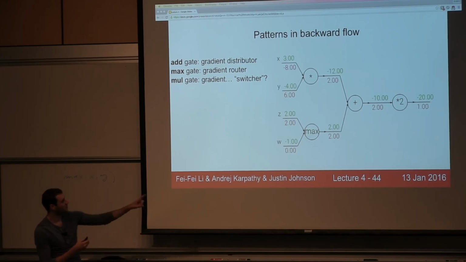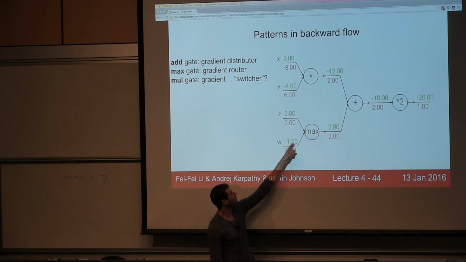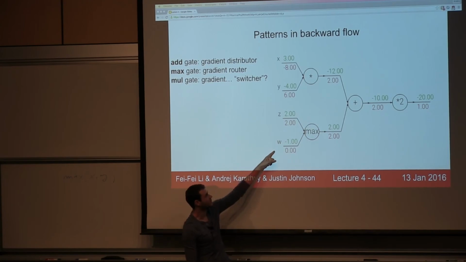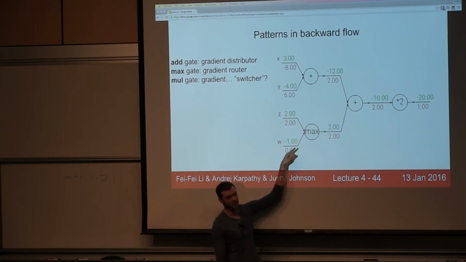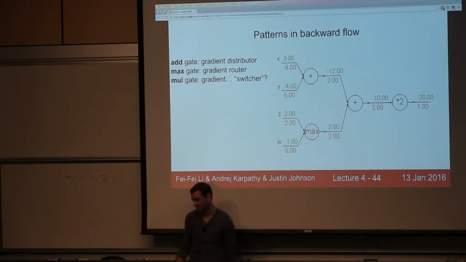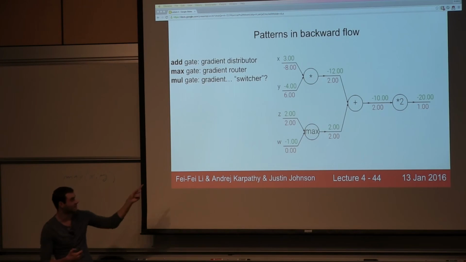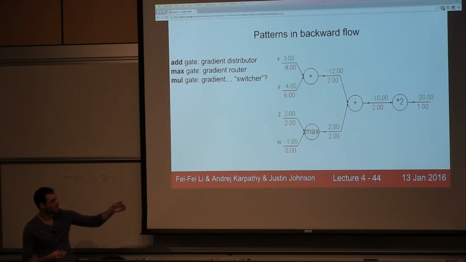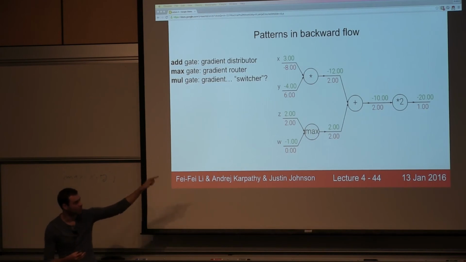Okay, so max gradient here. Actually, I have an example. Z here was larger than W, so only Z has an influence on the output of this max gate, right? So when 2 flows into the max gate, it gets routed to Z, and W gets a 0 gradient because its effect on the circuit is nothing. When you change it, it doesn't matter because Z is the larger value going through the computational graph.